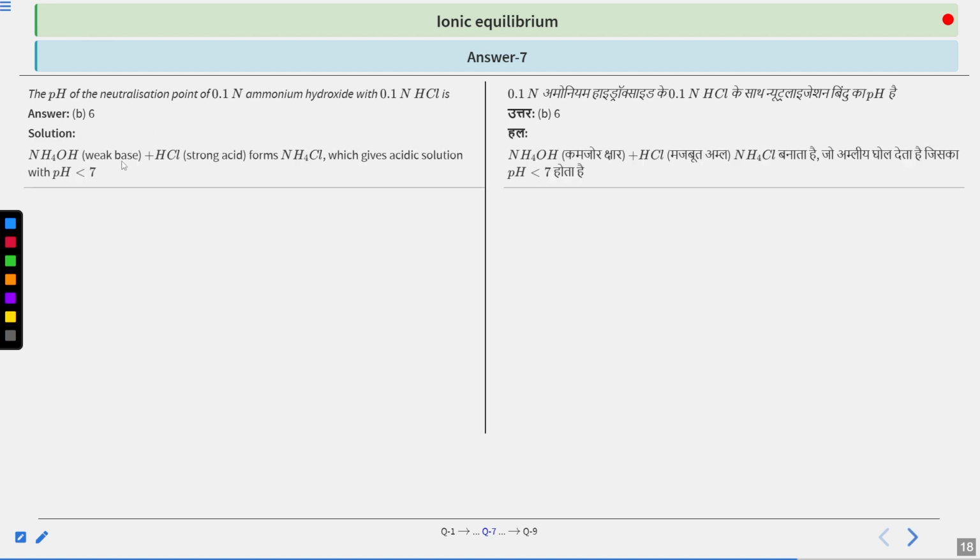Now, NH4OH is a weak base. HCl is a strong acid. So it will form ammonium chloride, which is a salt of a weak base and a strong acid. And we know very well that the nature of this salt will be acidic, because the salt is of a strong acid and a weak base, and the acid is the stronger one, so it will decide the pH. So only one option has a pH less than 7, that is option B, and its value is 6. So the correct answer will be B, which is 6.